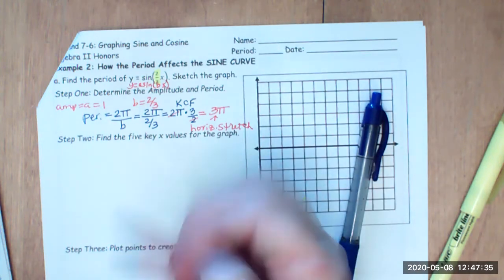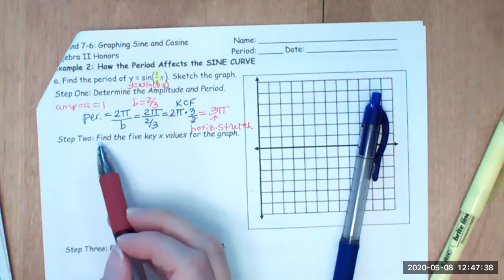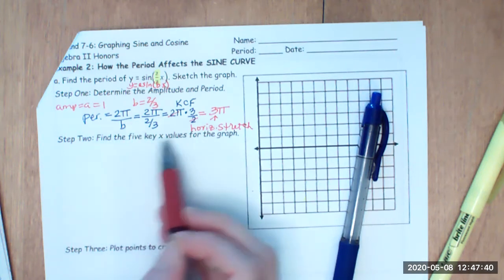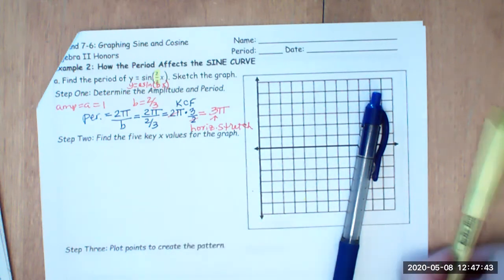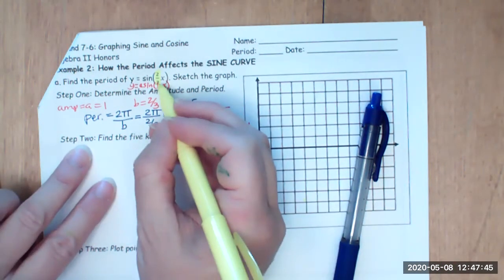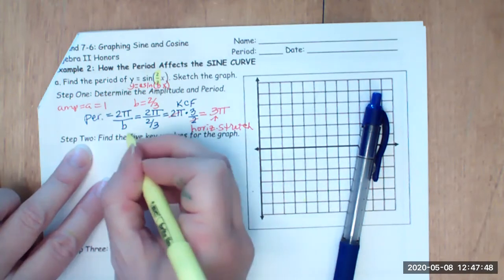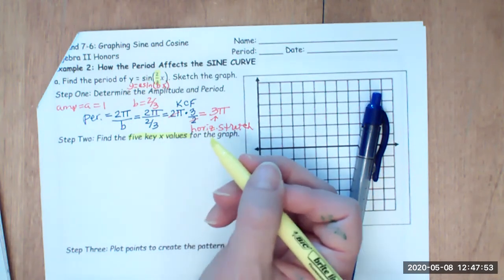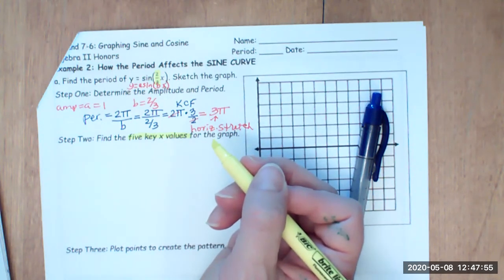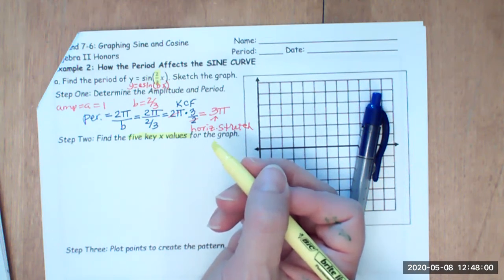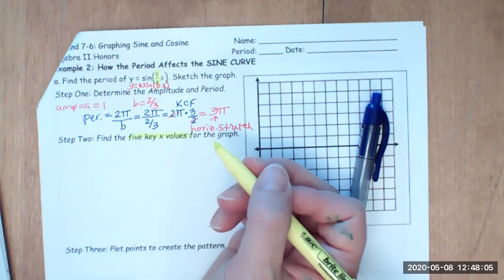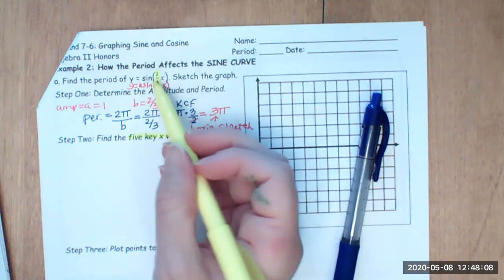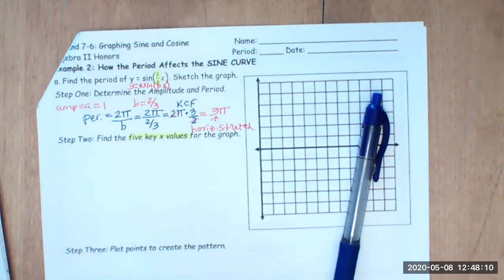So what we're going to look at here in step 2 is we're going to find the 5 key x values for the graph. So the key here also is because of that change in the period, whereas before, when we were just looking at a change in amplitude, the x values stayed the same, and we were just changing the y values to vertically stretch or shrink or reflect. Now we're going to be changing the x values because we're going to be horizontally stretching or shrinking the graph because we're changing the value of b.